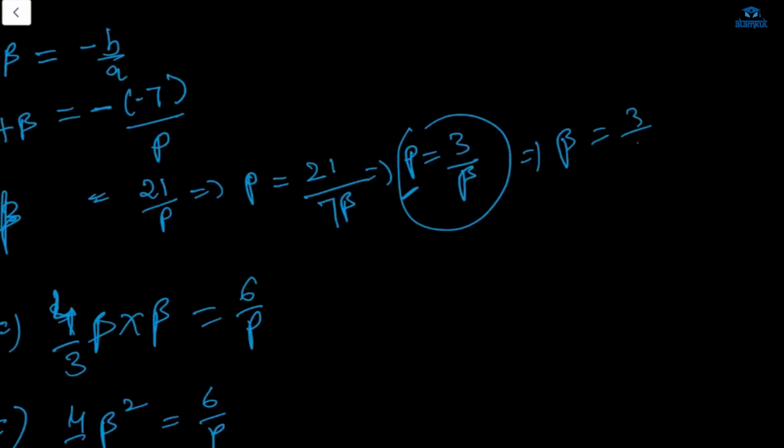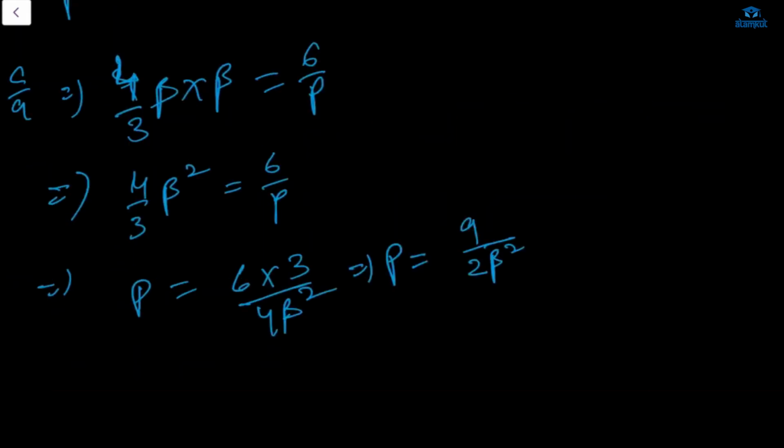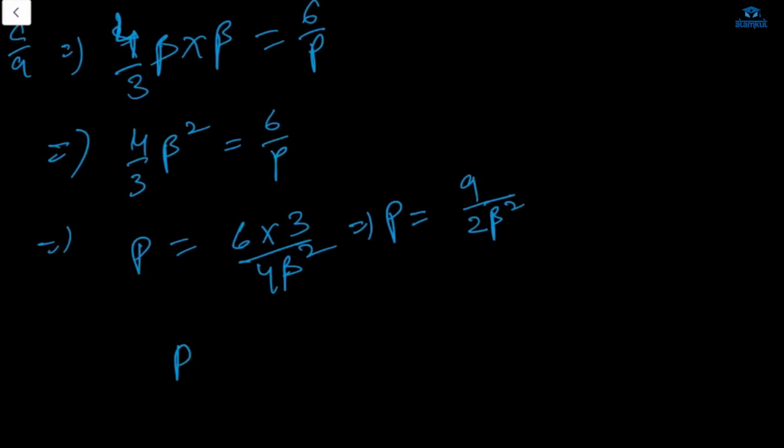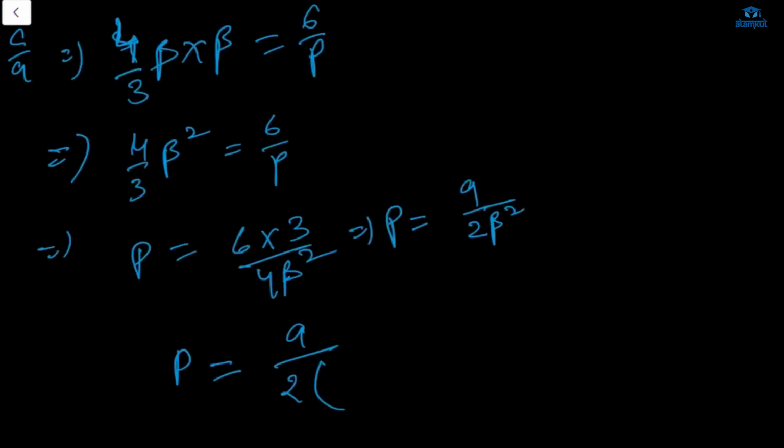3 by P. Yes, correct. Beta value will be 3 by P. Okay. So now you put the beta value here. So it will be P is equal to 9 by 2. What was the beta value? 3 by P. 3 by P square. Okay. Which will be equal to P is equal to 9 upon 2 multiplied by 9 upon P square.